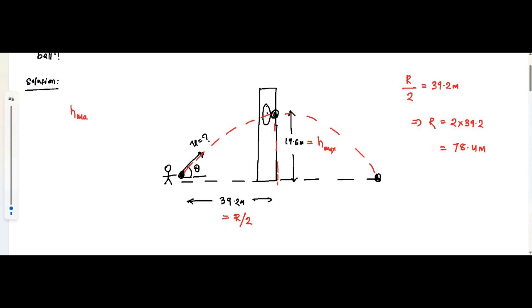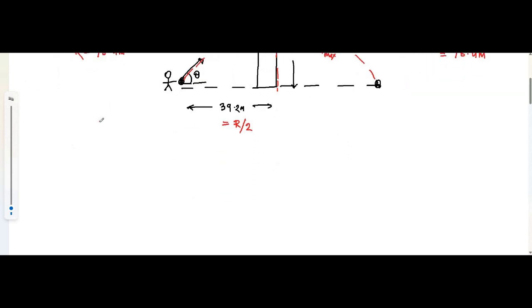So we have two important pieces of information with us: H max is 19.6 meters, horizontal range is 78.4 meters. Now if you remember, we came at an important formula, the relationship between maximum height and horizontal range, that is H max by R is equal to 1 by 4 tan theta.